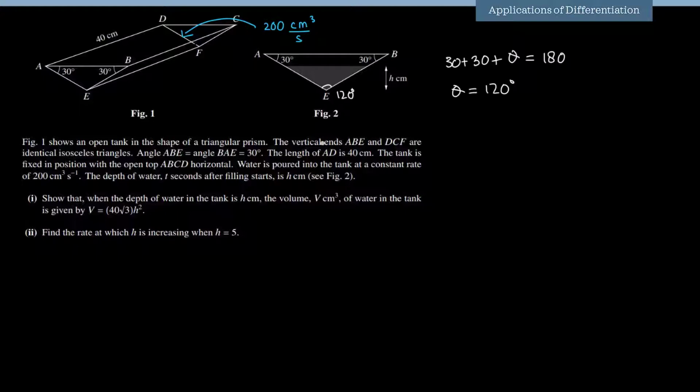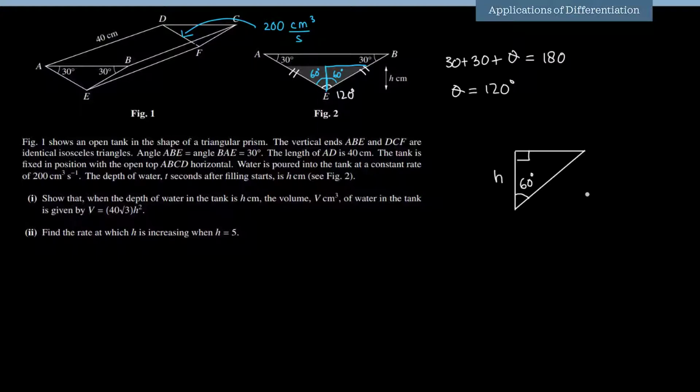It is also told that these triangles ABE and DCF are isosceles triangles. Since these two angles are the same, these two sides AE and BE are the same. So what I can do over here is divide this triangle into two parts, and that would give me this angle as 60 degrees and this angle also as 60 degrees. And if I take this part of the water, I will get a right angle triangle.